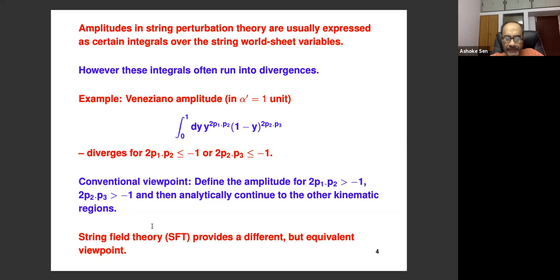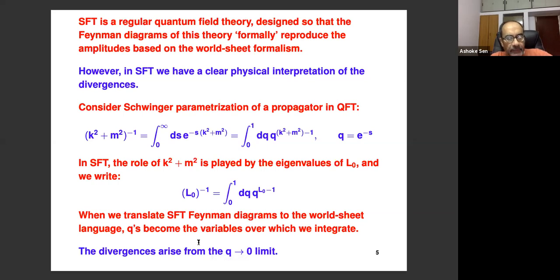So what I'll describe first is a slightly different viewpoint that is provided to us by string field theory. This is different, but it will be an equivalent viewpoint, at least for this problem. But we will see that there are other problems for which this viewpoint breaks down, whereas the string field theory viewpoint still works. So let me say a few things about string field theory. For the time being, it will be enough to know that string field theory is a regular quantum field theory, and it's designed so that the Feynman diagrams of this theory formally reproduce the amplitudes that we calculate using the worldsheet formalism.